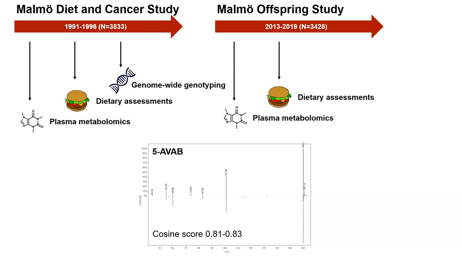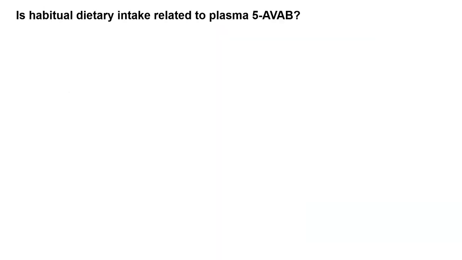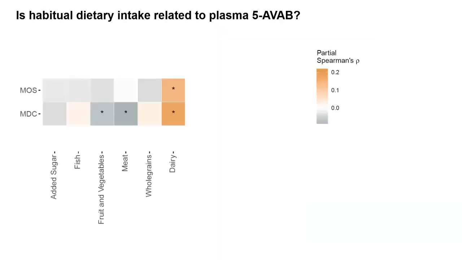All right, so now we wanted to know, can the dietary intake and the genetic predisposition explain the levels of this metabolite in the circulation. So we started to look at the habitual dietary intake. If we look into both the cohorts, so each line here is a cohort, MOS and MDC, we saw that increased intake of dairy was correlated with higher levels of 5-AVAB in the circulation.